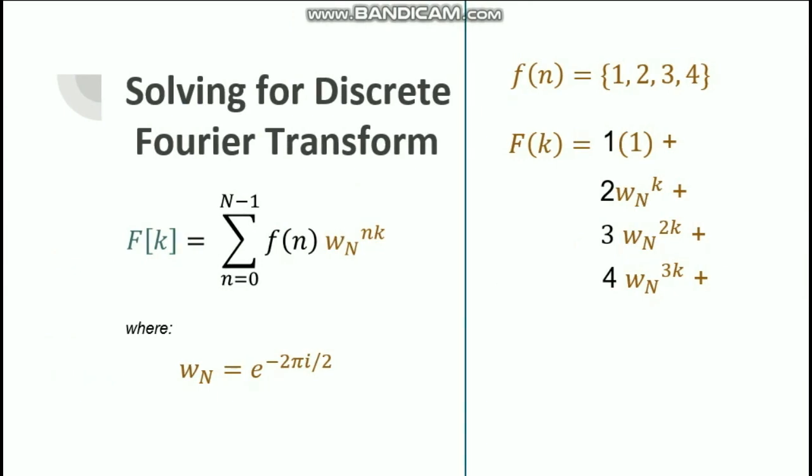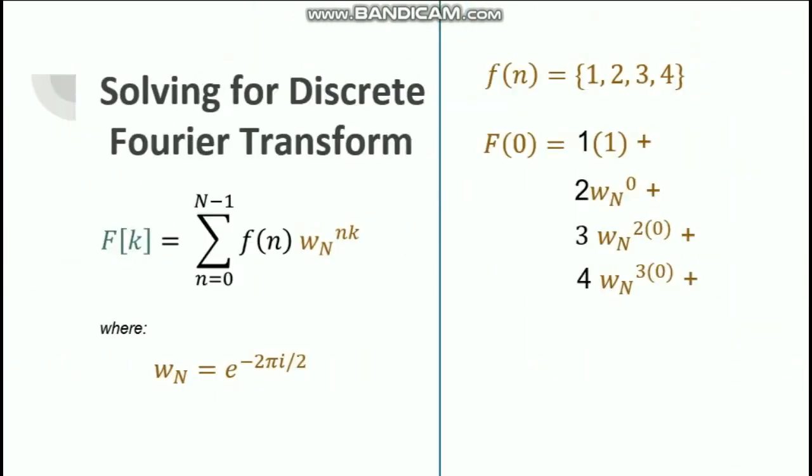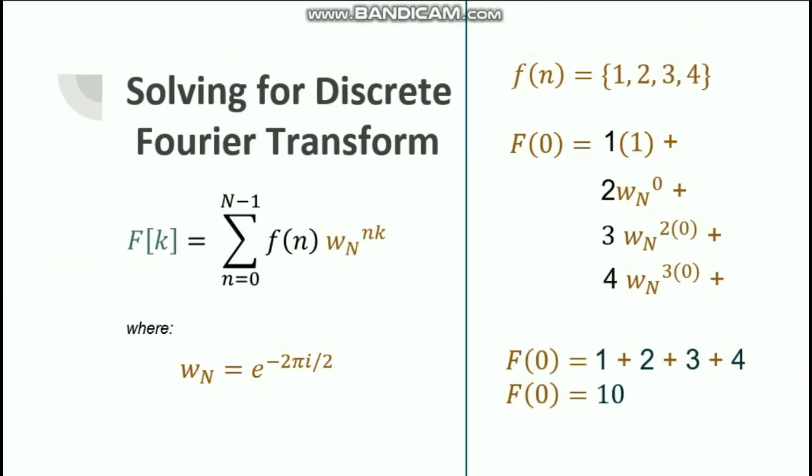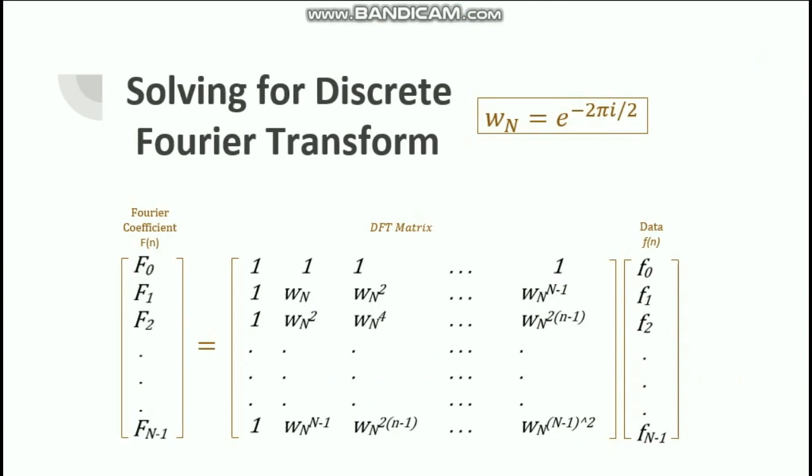So let us solve for F of k. Let's assume k is equal to 0. By substituting 0 for all the values of k, we get 1 plus 2 plus 3 plus 4. That will give us F of 0, or capital F of 0. Our coefficient is 10. So basically, we can get the nth frequency using omega of n as a complex number.